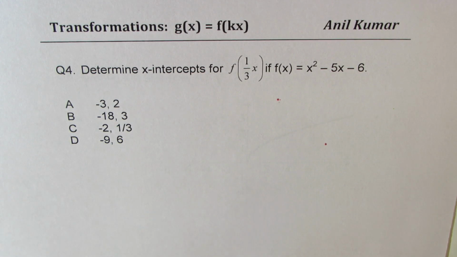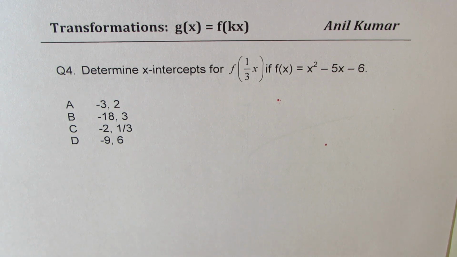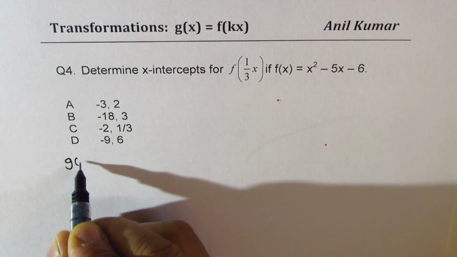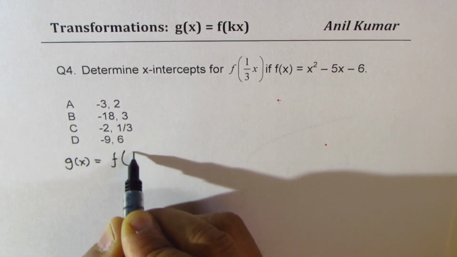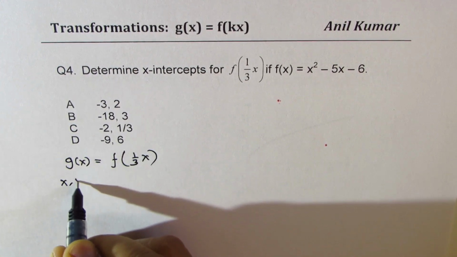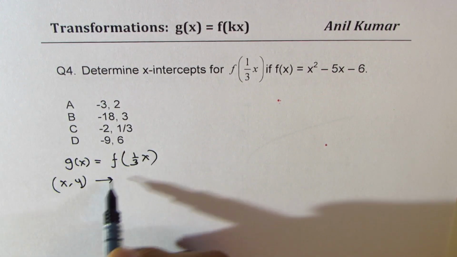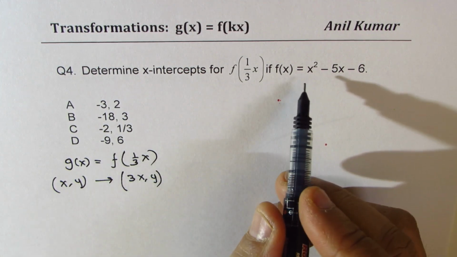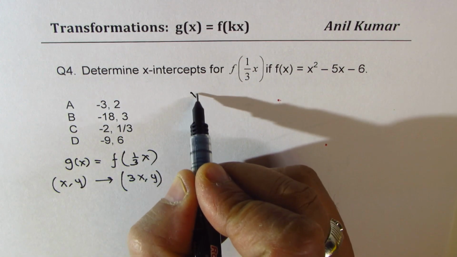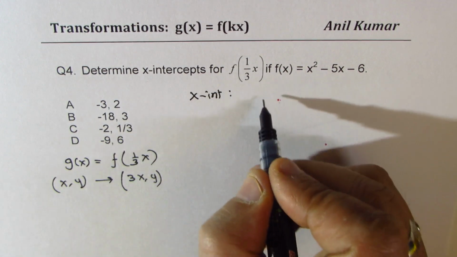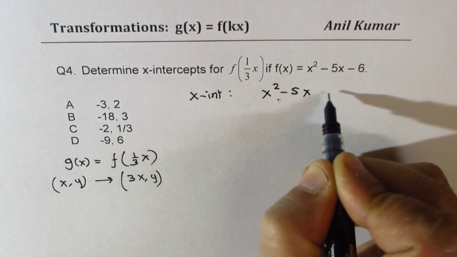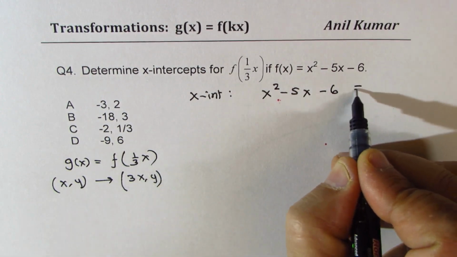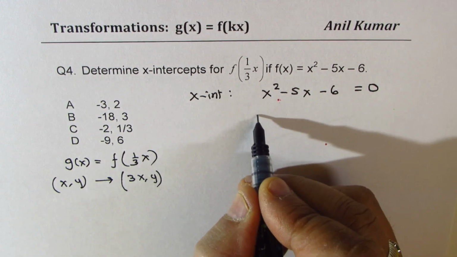Here is question number 4, which says determine x-intercepts for the given function. Now we are given g of x as equal to f of 1/3 of x. That means the xy coordinates will be transformed and the image will be at 3x, y. So let's find roots or x-intercepts of the function x squared minus 5x minus 6. X-intercepts mean y value is 0, right?